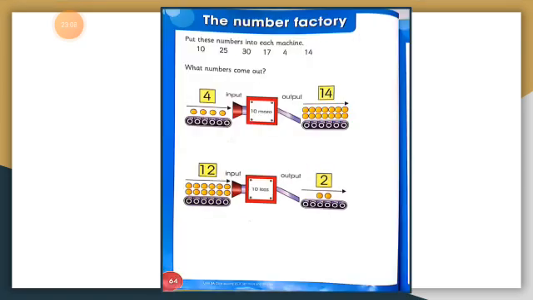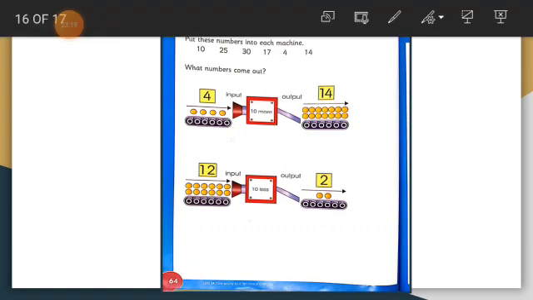Yes, this is your page number 64. In the middle of your page number 64, just put the classwork. Yes, here are more numbers. Now let's solve with me. Put these numbers into each machine and find out the answers. When we put the 10 in the first machine, 10 more means you are going to add 10 to 10. Like 10 plus 10 makes 20.